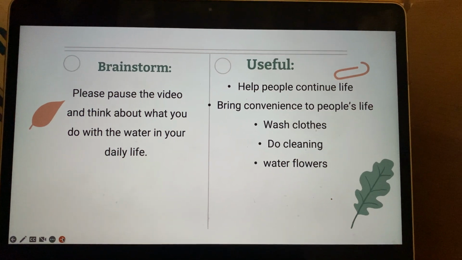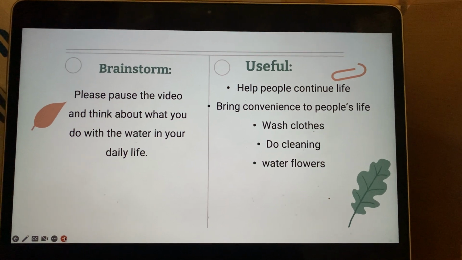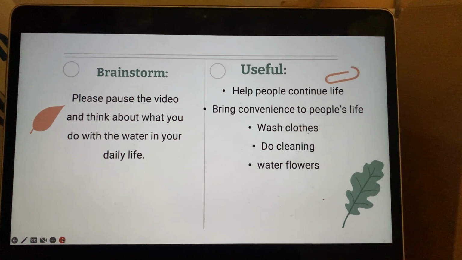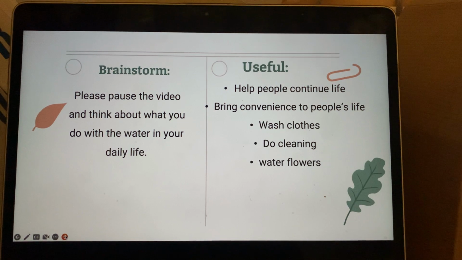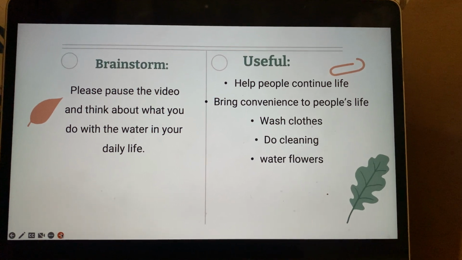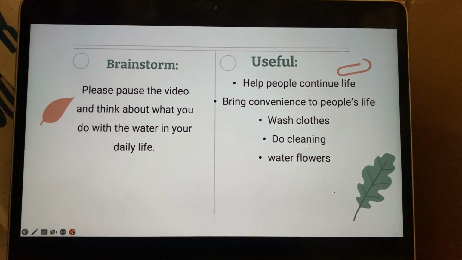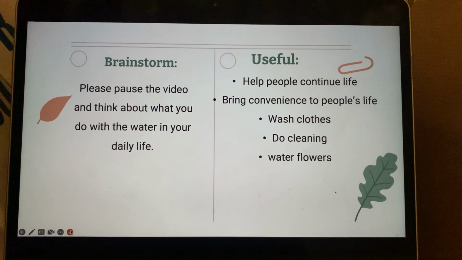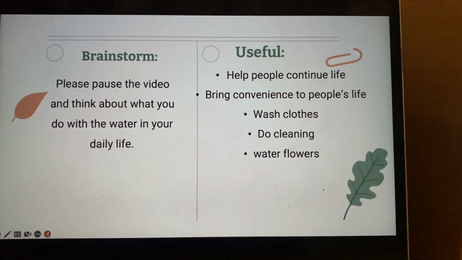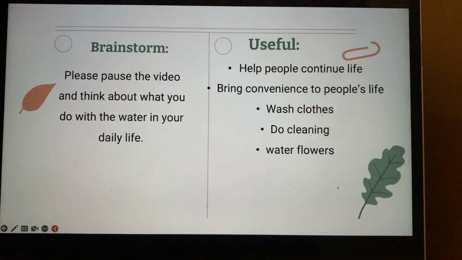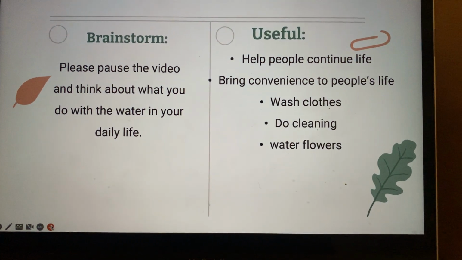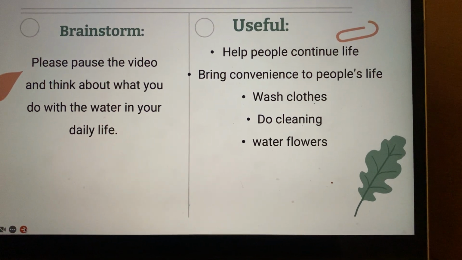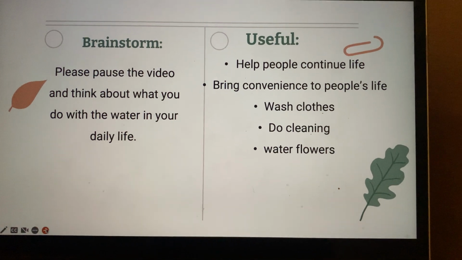Okay, as a very valuable resource, water has many uses. First of all, water helps people to continue their life. Only when they drink water can people survive, and I mentioned this knowledge before. And secondly, in life, water also provides convenience for people. For example, people need water to take a bath, wash clothes, things like that.